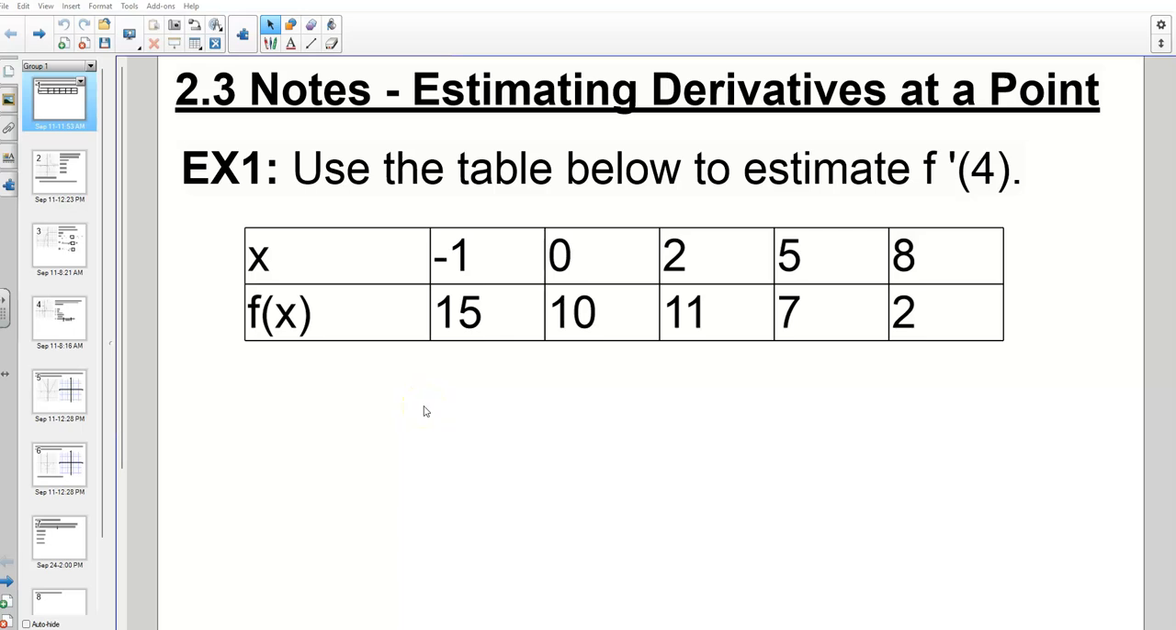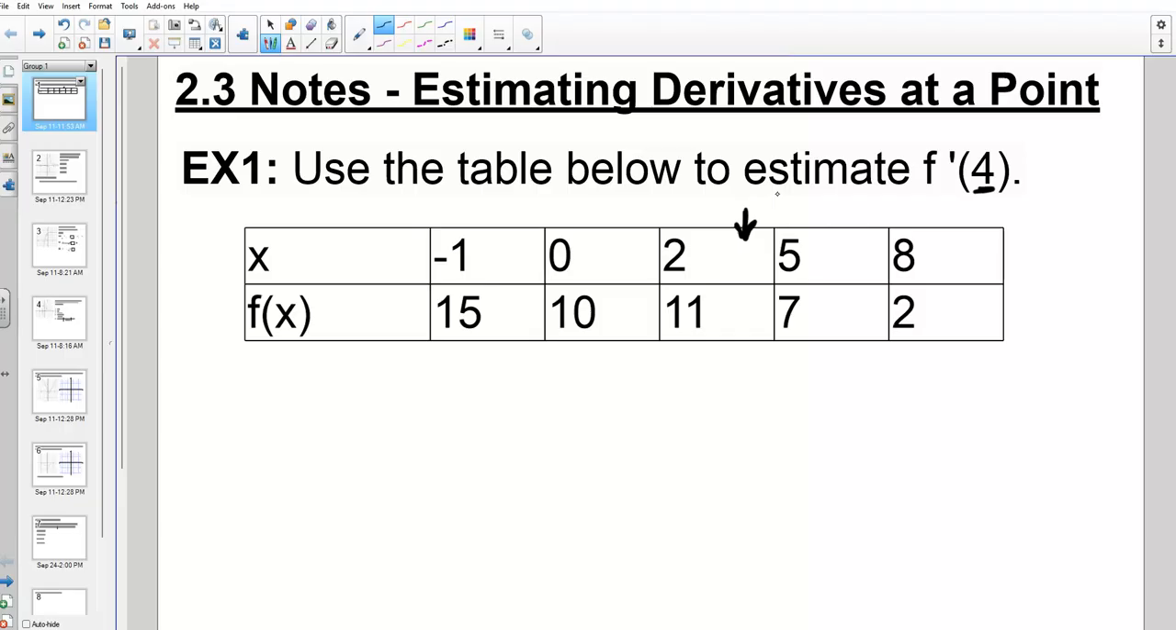Really difficult for us. Estimating derivatives at a point. If you are given a table and you are asked to estimate a derivative at a point, you need to pick the 2 points closest to it and use that to estimate. So, in this case, our x value is 4. 4 would fall right here. It is not perfectly between 2 and 5, but it is between 2 and 5.